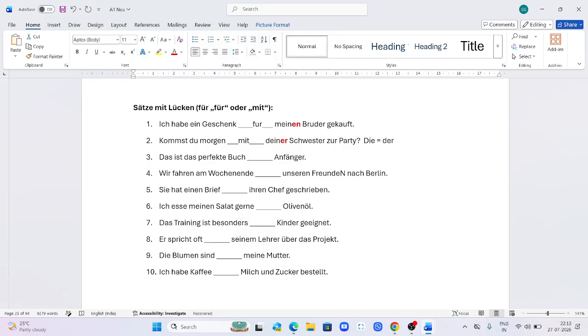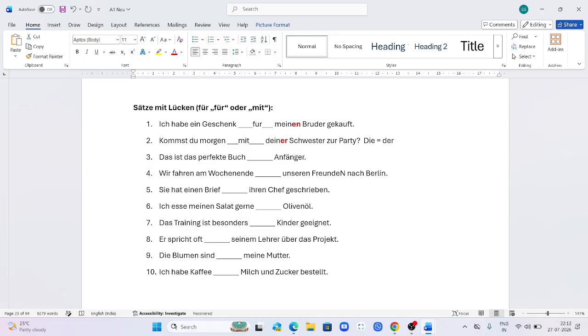Okay, next one. Sie hat einen Brief. She has written a letter to her boss. Okay, no? Correct. She has written a letter. For or with? For. Why? Ihren Chef is there. Ihren is her. The en ending, so it will be accusative. That's why it is für.